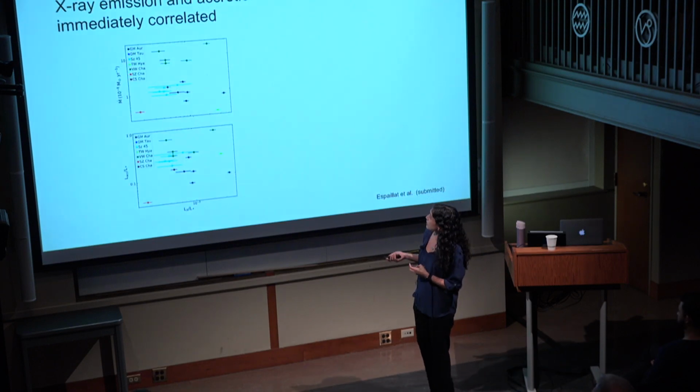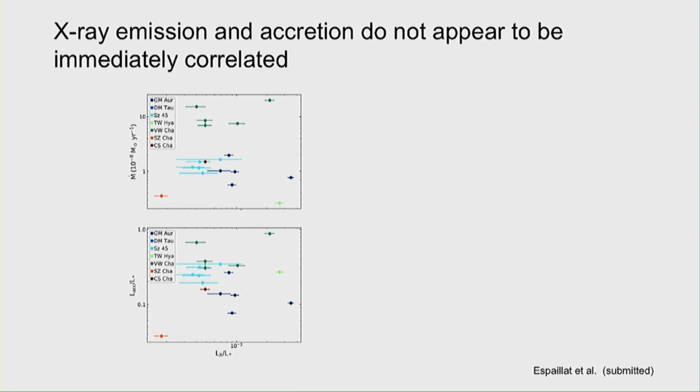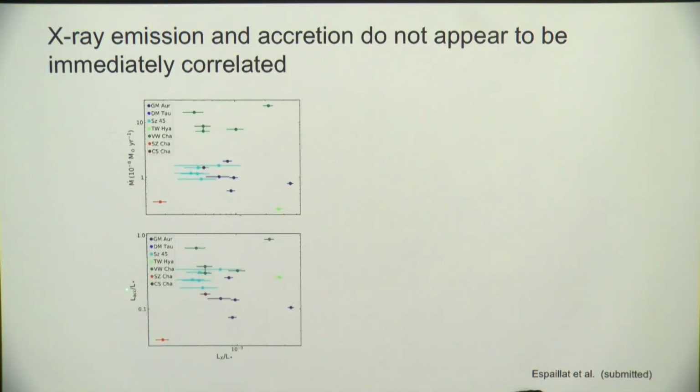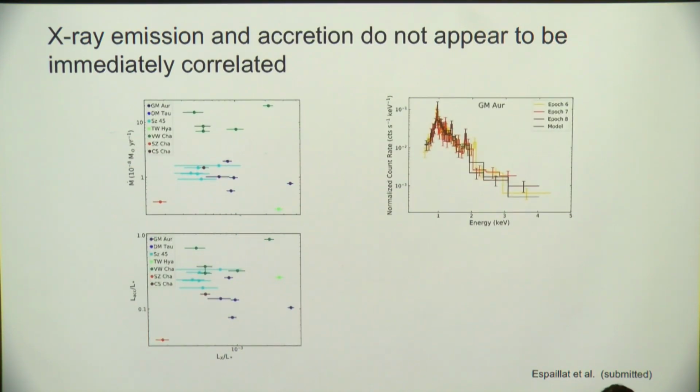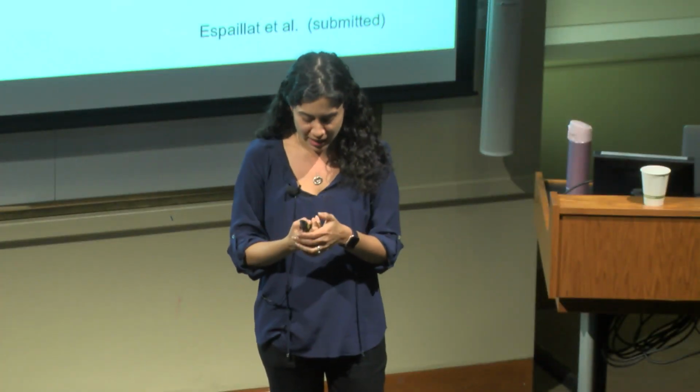So we found that the accretion rate does not appear to be directly correlated with the X-ray luminosity. So here we have accretion rate versus X-ray luminosity, accretion luminosity versus X-ray luminosity, and we don't see any correlations there. And also for GM Aur, for this object, for those 3 epochs that I emphasized before, we got strictly simultaneous Chandra data with the HST data, and they are exactly alike. So there was a huge jump, a factor of 3 jump in the accretion rate in epoch 7, which is right here, but the X-ray, we see no correlation. So we don't see evidence for an immediate correlation between the changes in accretion and any changes in the X-ray.